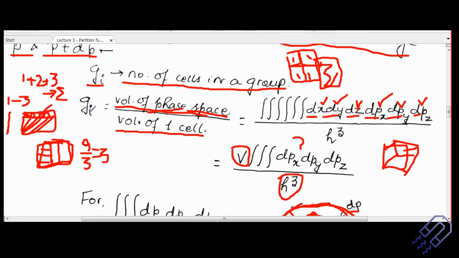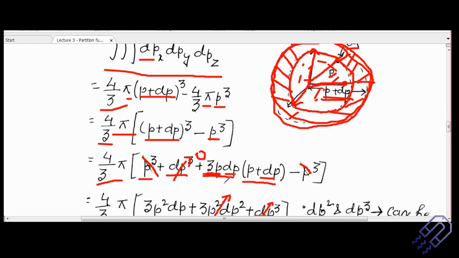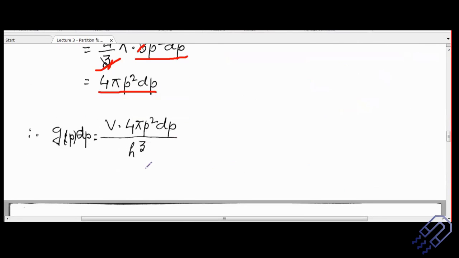So if I consider g(p), I have this part and this part, and I will replace this now. If I replace it, let's see what I get. The final answer that I get is 4 pi V p square dp over h cubed. Now don't get confused here. We are actually finding out, within this small region, the number within this small momentum region dp.